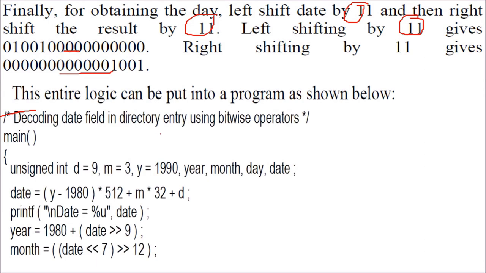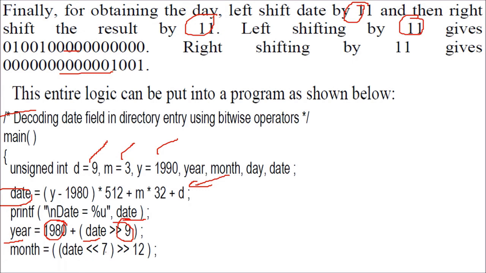We are decoding the date field in the directory entry using the bitwise operator. So if you have a date as 9, month as 3, and year as 1990, just put this inside this, so you get the date. And you can just print the date, and if you want to find out the year, add 1980 to the date which is shifted right by 9.